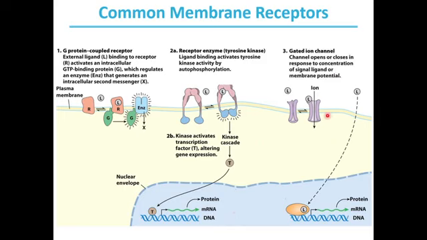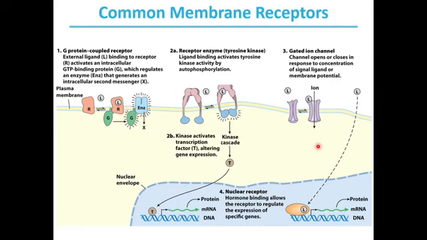The third case is a gated ion channel. In this case, a ligand binds to an ion channel, and as a result of this binding, leads to transport of an ion within the cell. Now, the channel opens or closes in response to the concentration of signal ligand or the membrane potential.